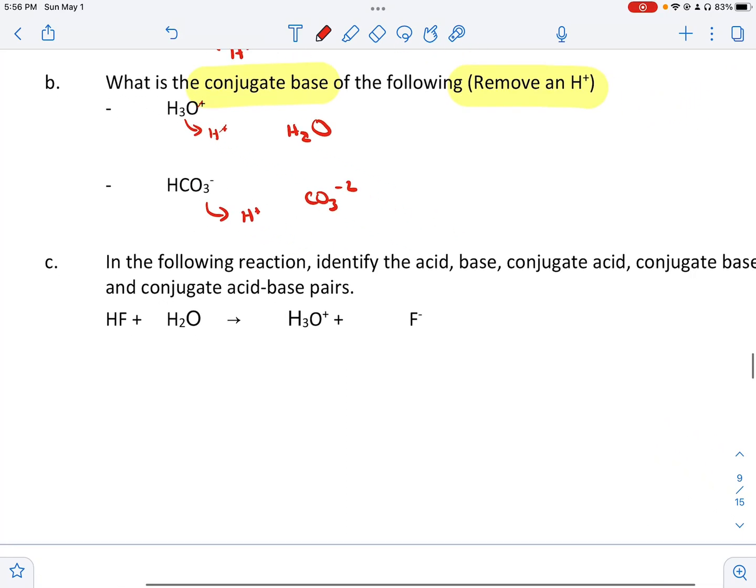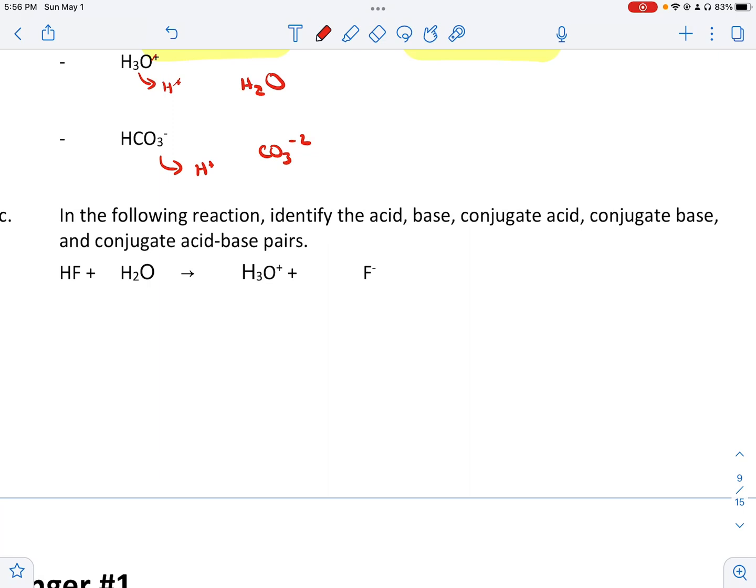And last but not least, it says, in the following reaction, identify the acid, the base, the conjugate acid, the conjugate base, and the conjugate acid-base pairs. So there's a lot to do there. Let's first identify our acid and our base. Remember, these are going to be reactants, on the reactant side. These guys are going to be on the product side. And then the conjugate acid-base pair, we'll get there in a second.